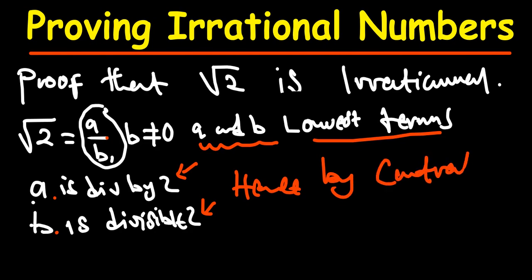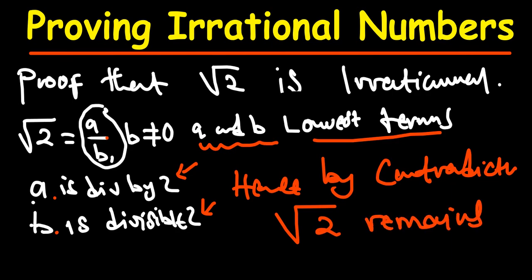So we are going to say, hence by contradiction, root of 2 is irrational. So that's how we prove by the contradiction method there. So we are done with the root of 2.